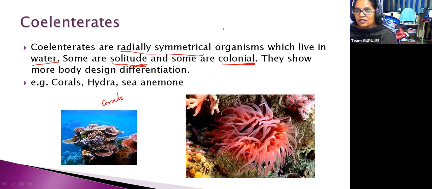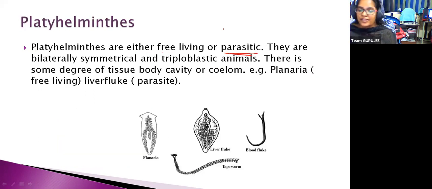Next, Coelenterata. Coelenterata includes corals and sea anemone. They show radial symmetry. They live either single or in a group. Next, Platyhelminthes. It includes tapeworm, liver fluke, blood fluke. They are mostly parasitic. They won't live separately. They will depend on other hosts for their food and shelter.